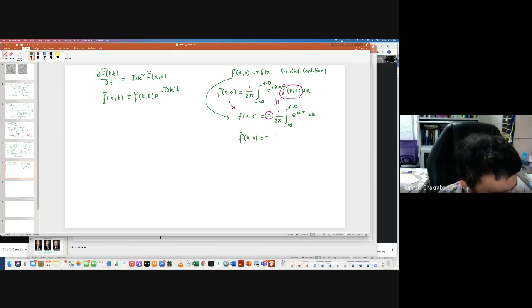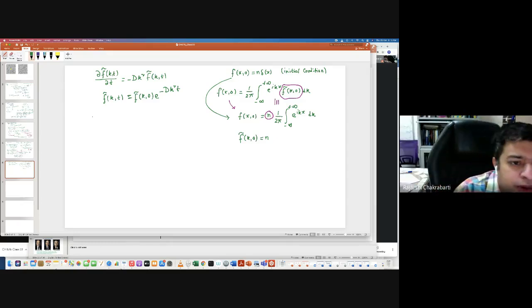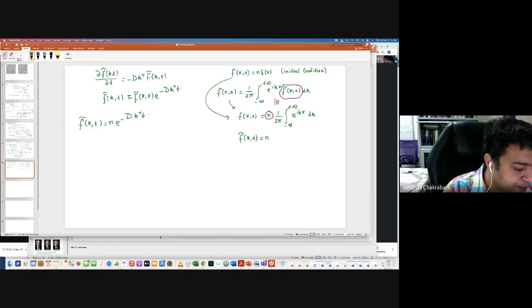Is this fine with all of you? It's not a very difficult thing. So now what I have is f tilde (k,t) is equal to this. This is equal to N. I know N. This is fine, so my equation has now become simpler. Okay. So now what I need to know, I want to calculate: what is f of x comma t?